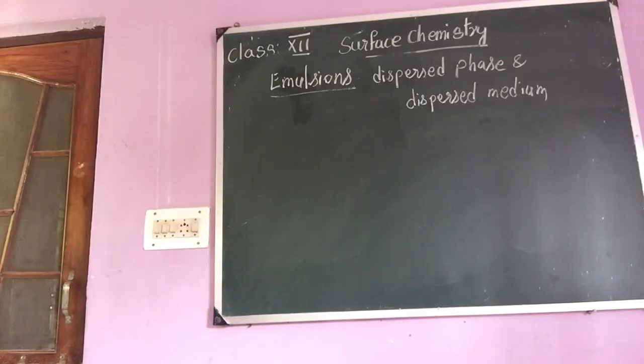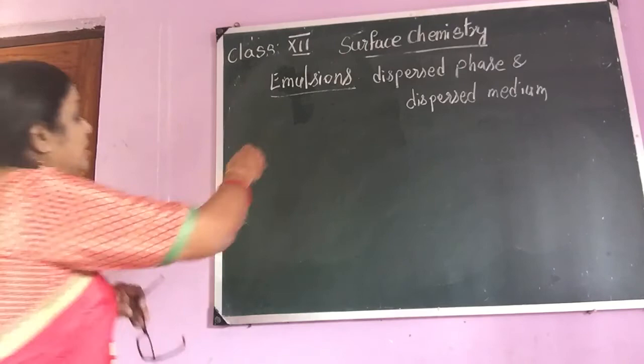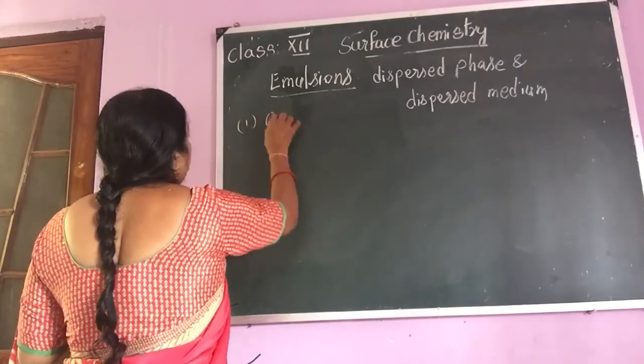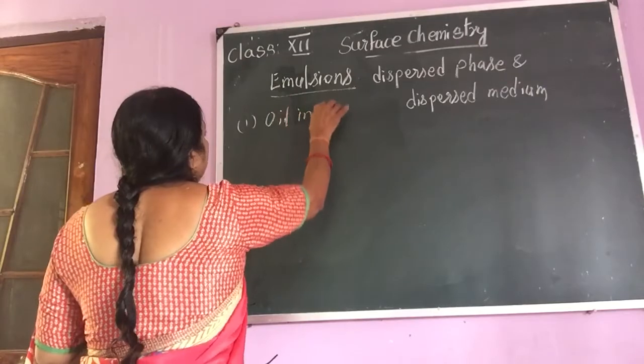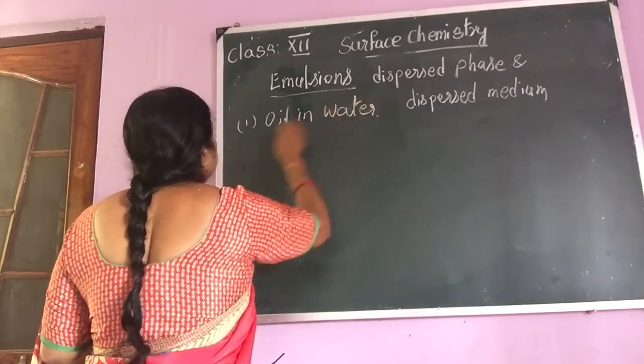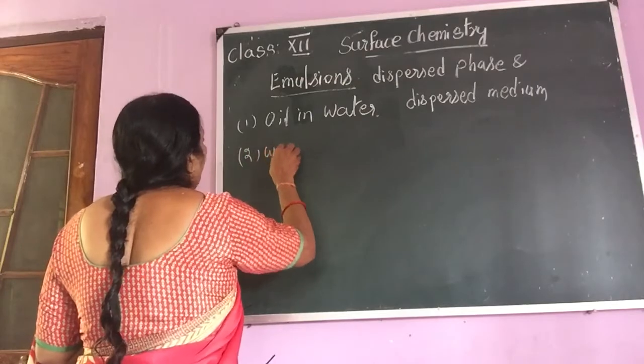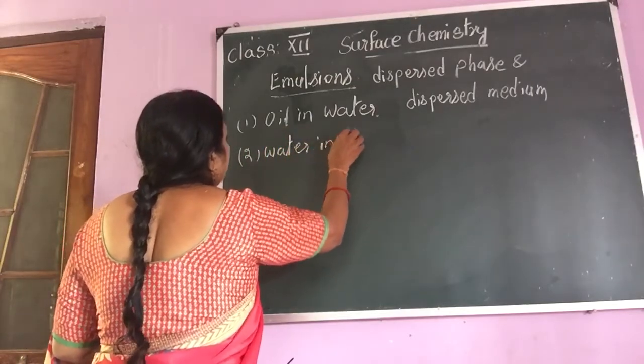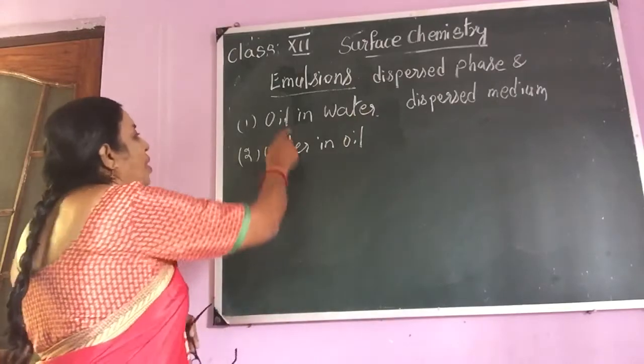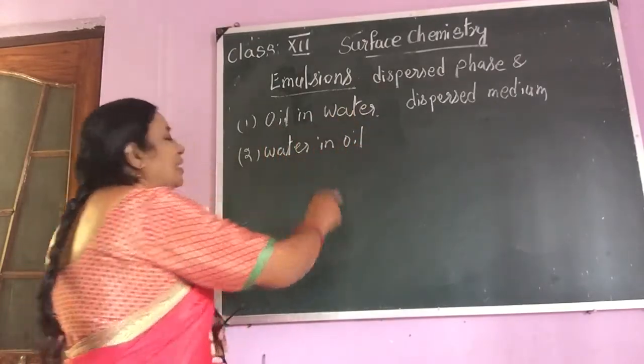What are emulsions, children? Emulsions are the colloidal solutions in which both the dispersed phase and the dispersion medium are liquids. Or we can also say emulsions are liquid colloidal systems. Now emulsions are of 2 types: oil in water and water in oil.